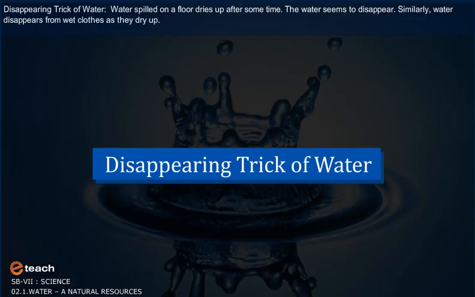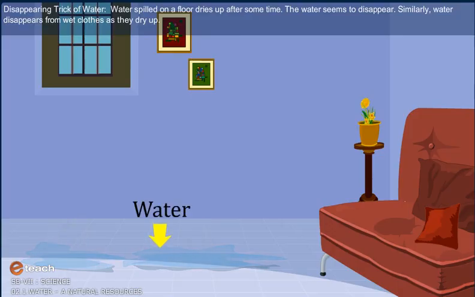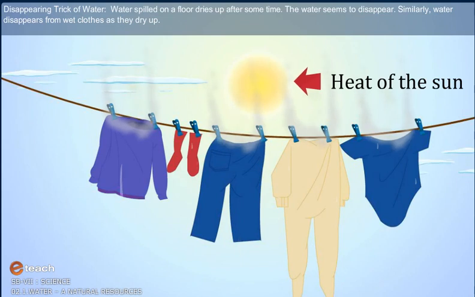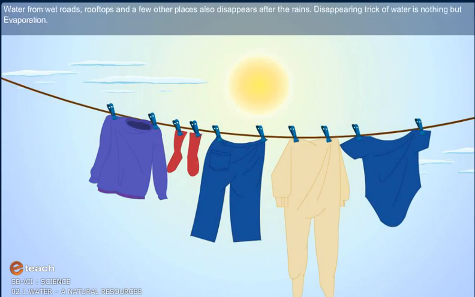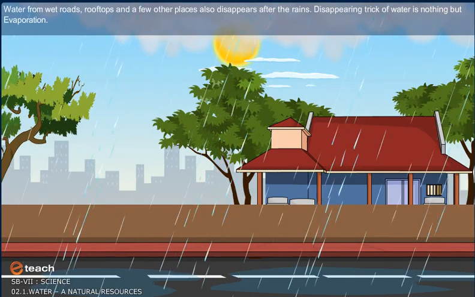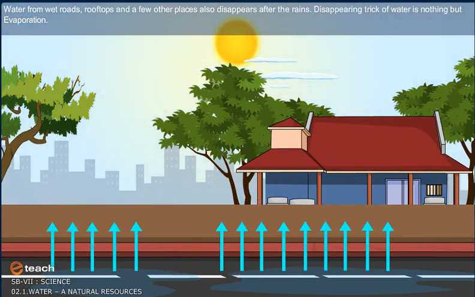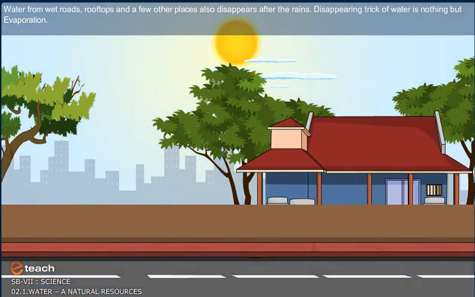Disappearing trick of water. Water spilled on a floor dries up after some time. The water seems to disappear. Similarly, water disappears from wet clothes as they dry up. Water from wet roads, rooftops, and a few other places also disappears after the rains. The disappearing trick of water is nothing but evaporation.